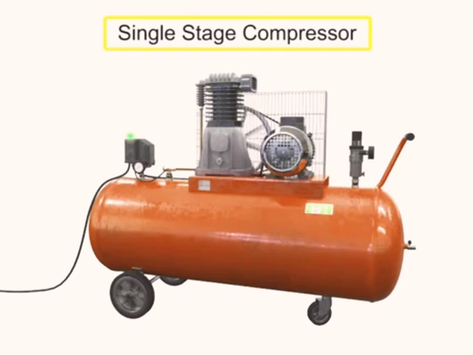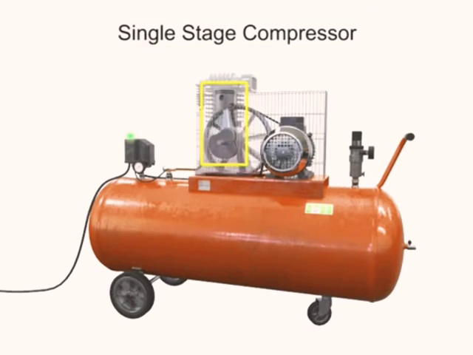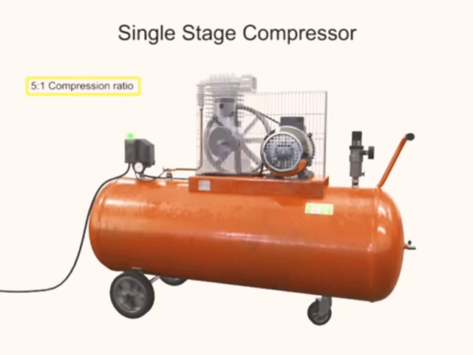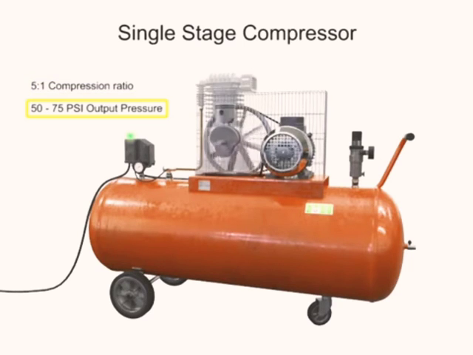This is a single-stage compressor. It has only one piston and cylinder and compresses the air in only one stage. A single-stage compressor typically has a compression ratio of 5:1 with an output pressure of about 50 to 75 psi.